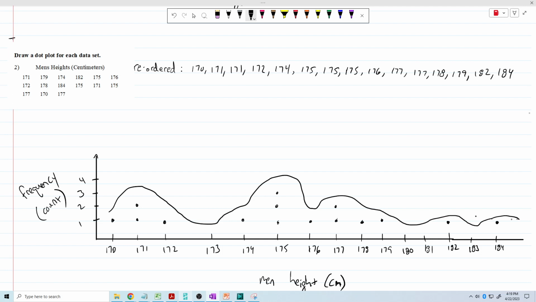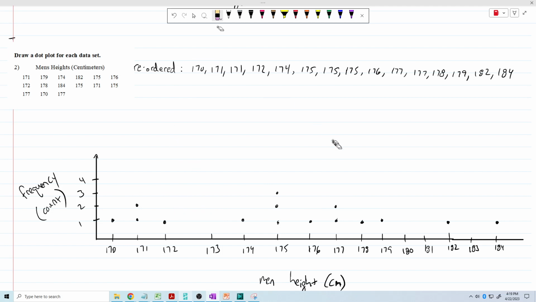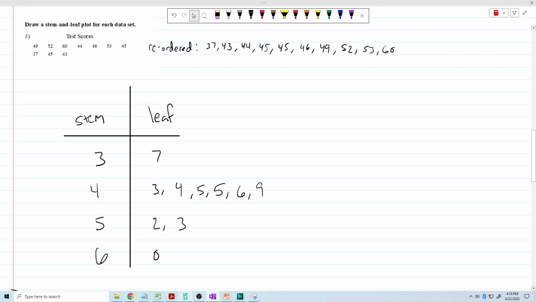You can see just visually, even without doing calculations, that there's going to be quite a bit of a wide spread. You can kind of see that the center may be somewhere around 175, maybe 176, 77, somewhere in there. That's the beauty of doing these visualizations and seeing the shape. You can get a sense as to what the center and the spread are. So that's that one. Let's talk about stem and leaves.